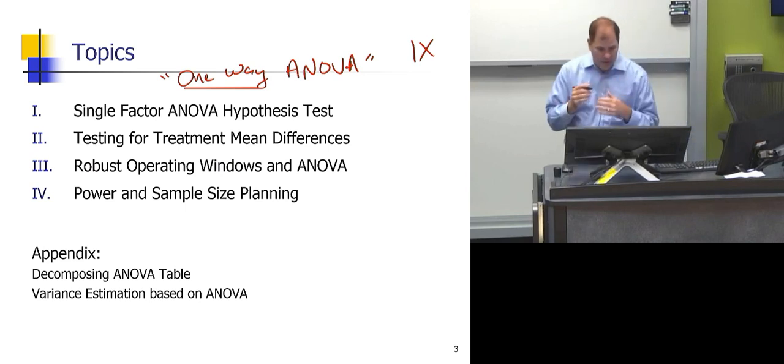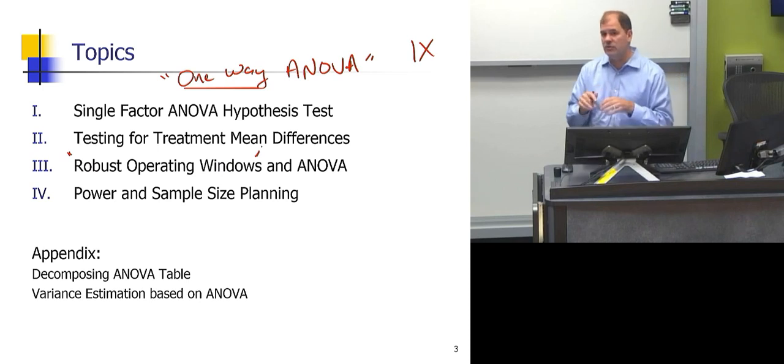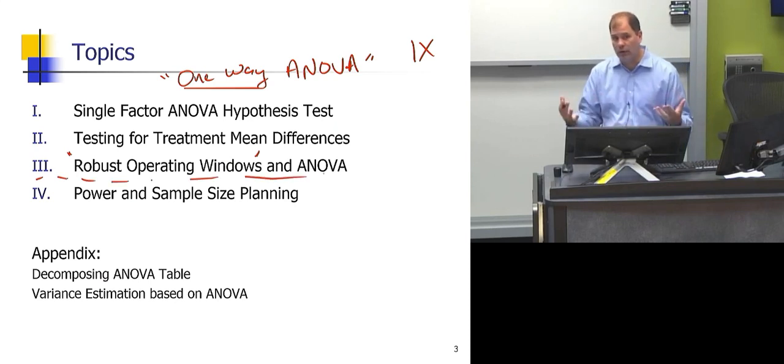All right, once we have our test, then we're going to test for the mean differences. I want to talk about this idea of using ANOVA to identify what's called a robust operating window. That's a window for X in which Y is insensitive. We'll discuss that. And then we will discuss power and sample size planning for ANOVA, but the same approach would work for other hypothesis tests.